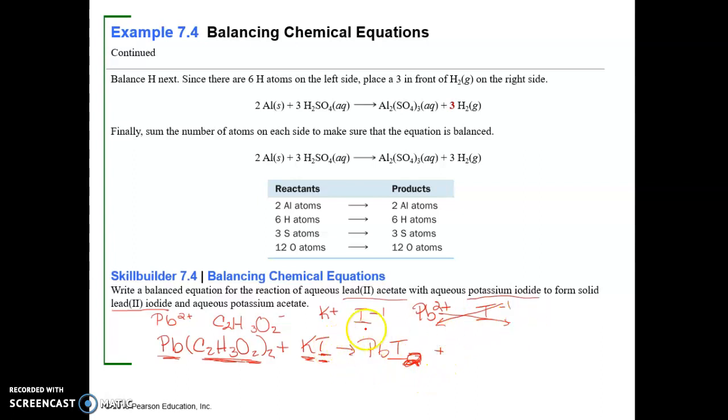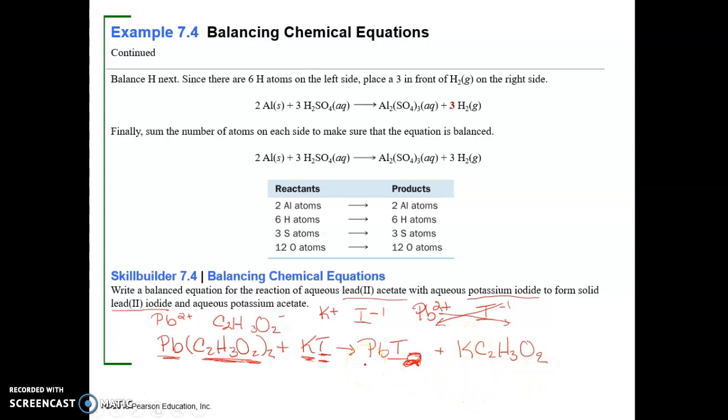Now we need to put our potassium with our acetate. So potassium we know has a +1 charge and acetate has a -1 charge. You're always going to put the cation first, and these guys are already balanced. They're already equal but opposite. So it becomes K and then C2H3O2.